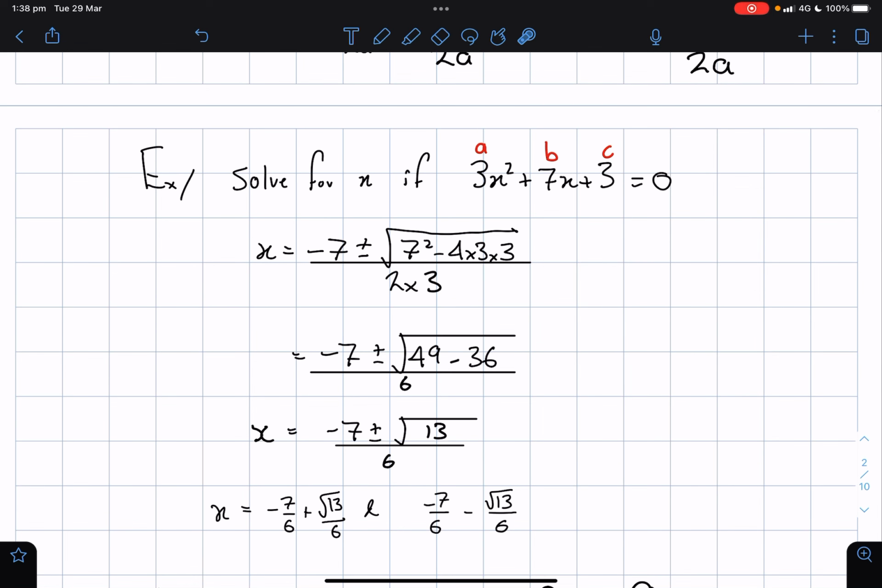All right, hopefully that is cleared up how to use the quadratic formula and where it comes from.